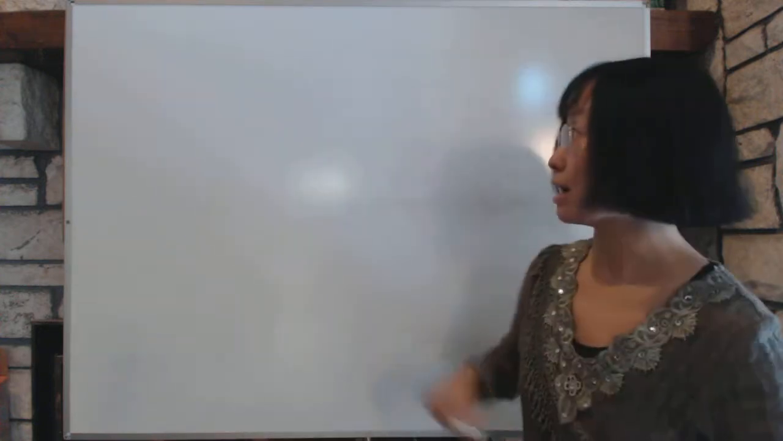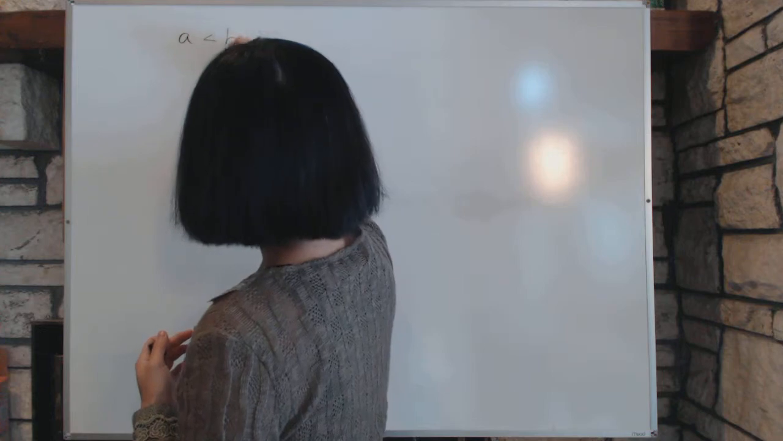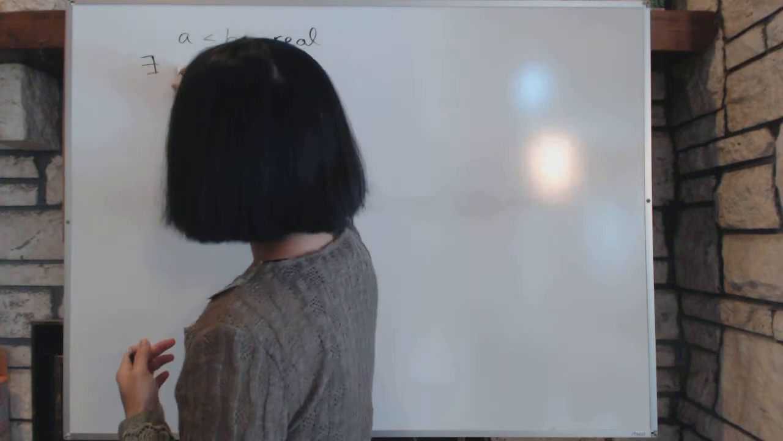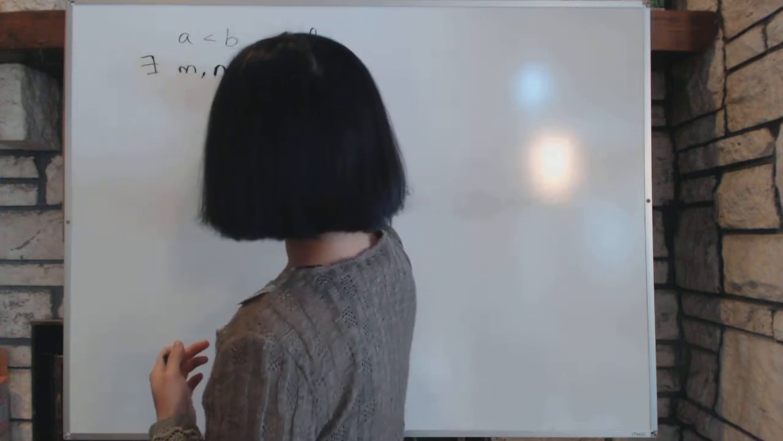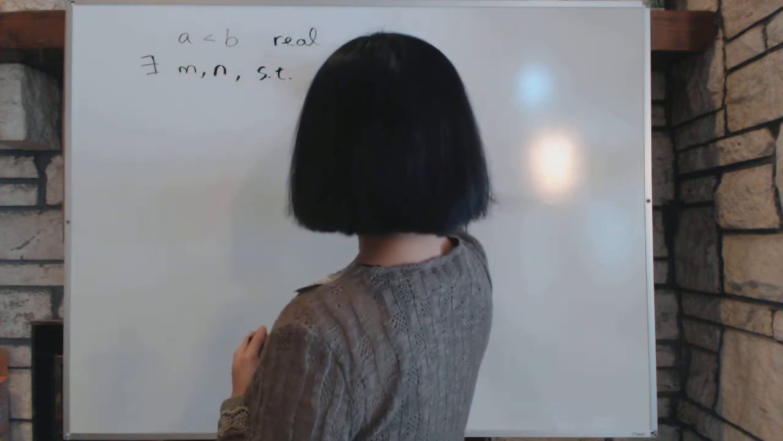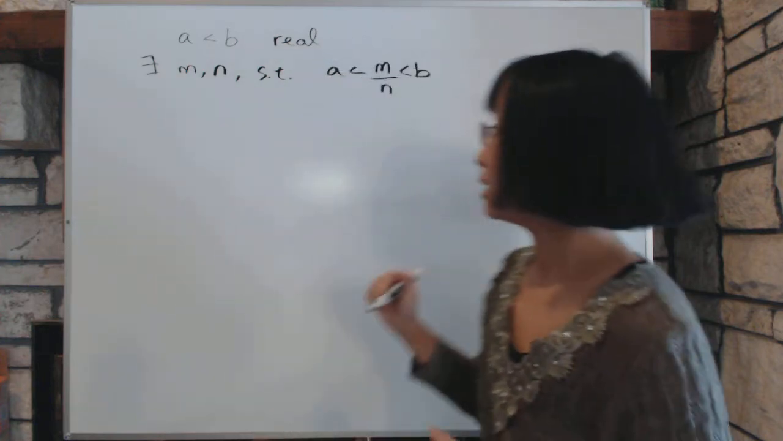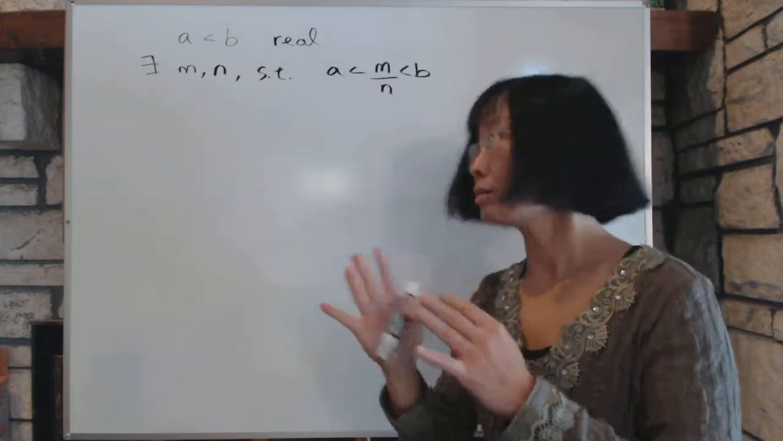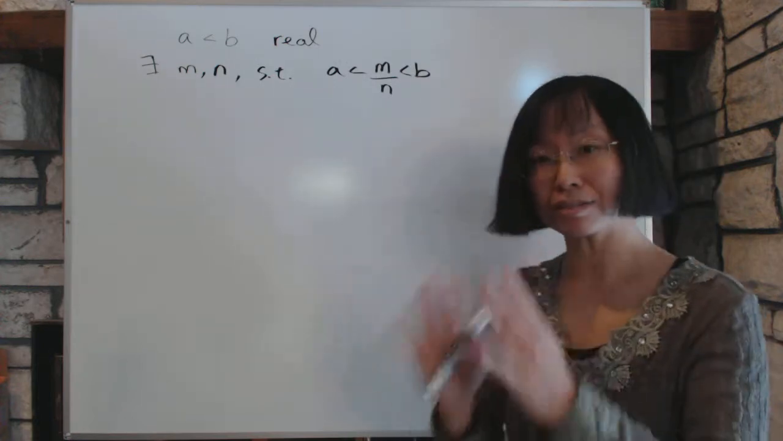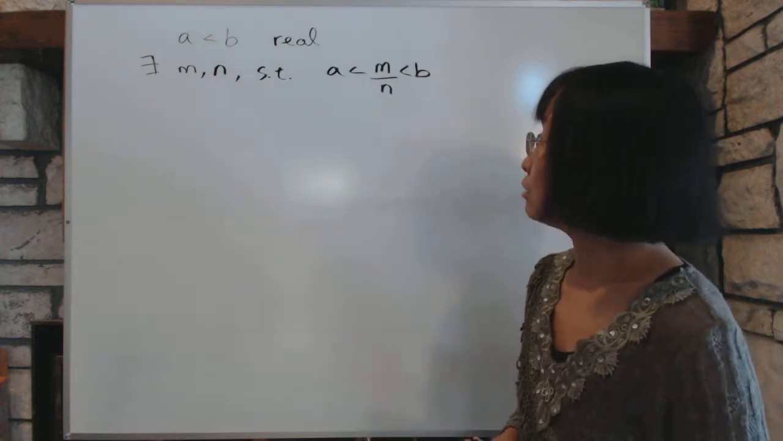So here's what we're proving right now: if a is less than b, and a and b are real numbers, they're all real, then there exist m and n integers such that m over n is between a and b. So in other words, if you imagine a and b to be really, really close, there's always some rational number standing in between them. No matter how close they are, they will never get to the point that there's no rationals left. They're always there. So how do you prove that?